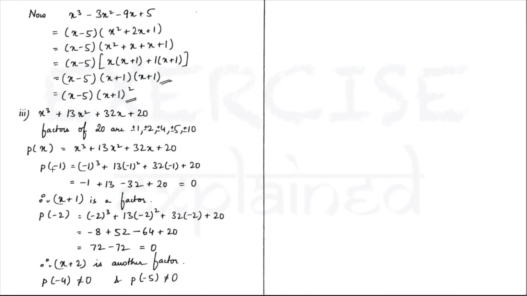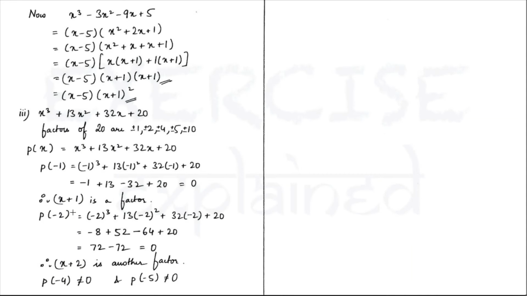So since p of minus 1 is getting us 0, x is equal to minus 1. If 1 goes to the other side, we get x plus 1 is equal to 0. So x plus 1 is a factor. Now coming to the next one, I try with minus 2.